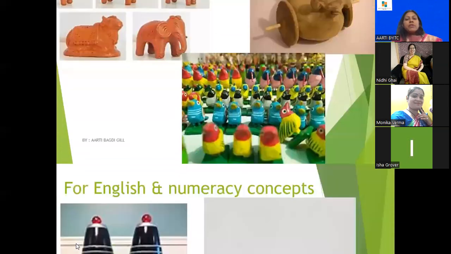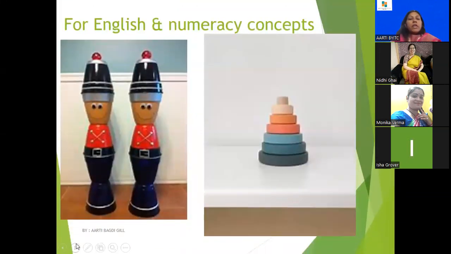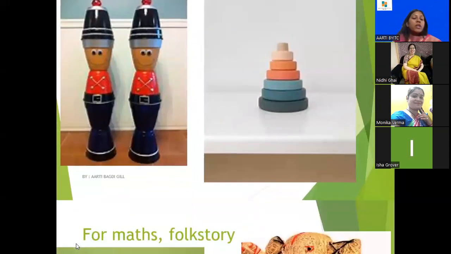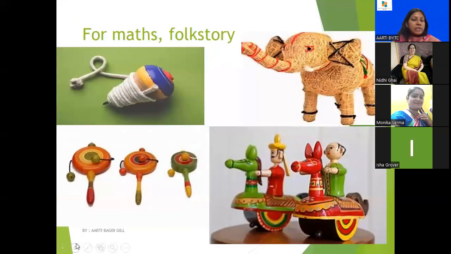Now let's proceed further. Again, for English and numeracy concepts, we have these wooden toys also. For any kind of story, you can use such toys. These stars can be easily used in numerical concepts, in ascending and descending order, and to show the very small one and the very big one too, right? That depends upon which kind of concept you are basically dealing with.